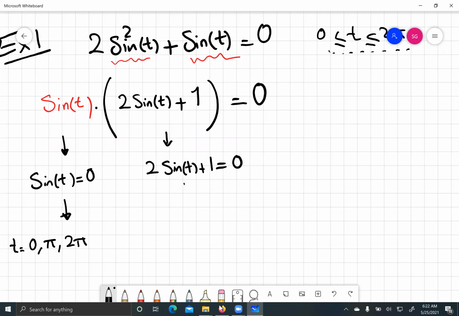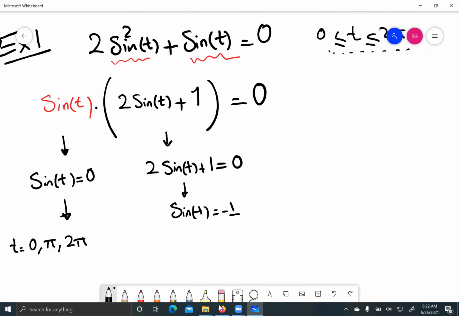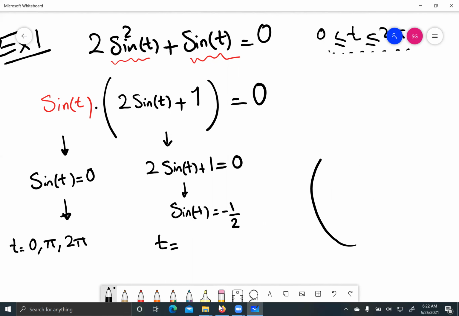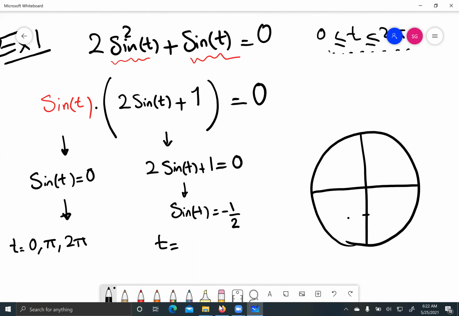What about the other factor? Let's solve this. This is going to give me sine of t equal to negative half. So t is, using the unit circle, where sine is negative half. The angle must be here, right? It's going to be pi over, this is the unit circle, this is negative half.